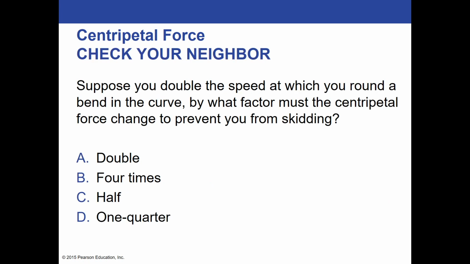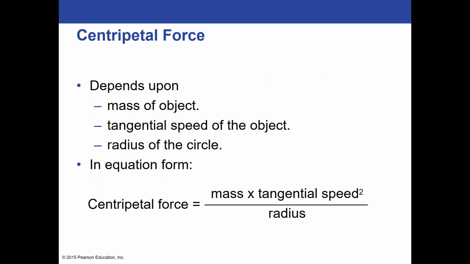Suppose you double the speed at which you round the bend in the curve. By what factor must the centripetal force change to prevent you from skidding? So the equation is mass times tangential speed, this is your linear speed, squared, divided by radius. If you double the tangential speed, how much would the force change?